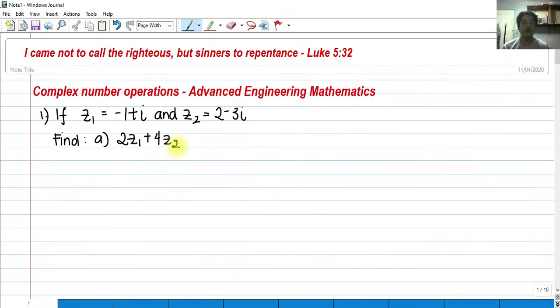Hi, so for today we're going to talk about complex number operations. This is a part of the Advanced Engineering Mathematics lecture. So for today's video, we're going to solve some problems involving complex number operations.